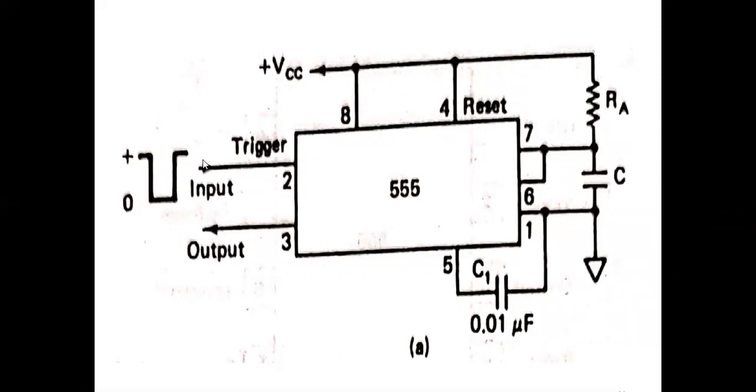When an external trigger pulse, that is at pin number 2, is applied, the output is forced to go high. Whenever we apply a trigger input pulse, the output is forced to go high, nearly equal to VCC. The time the output remains high is determined by the external R and C network connected to our 555 timer.